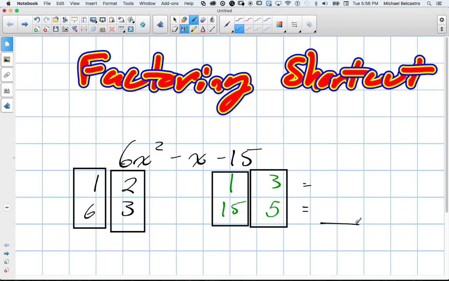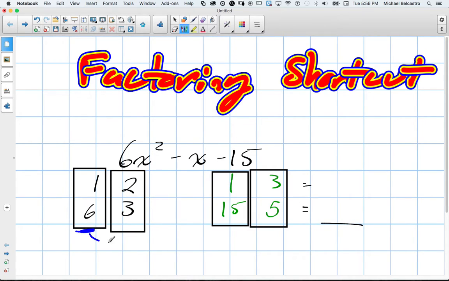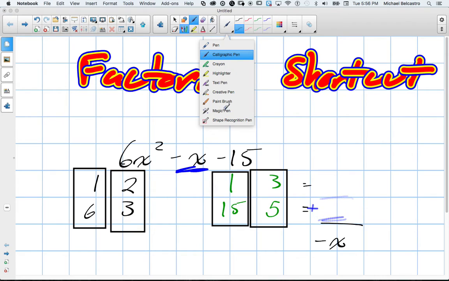So what we're going to be doing is we're going to find products. In other words, I take this column and maybe multiply it by these two, and their products are going to add up to our middle term, which is our negative x. So this is kind of like the whole setup, and we'll go through this process. So we kind of do trial and error here.